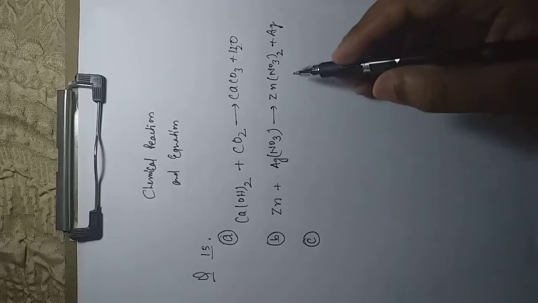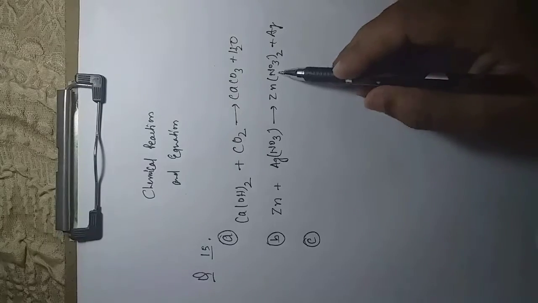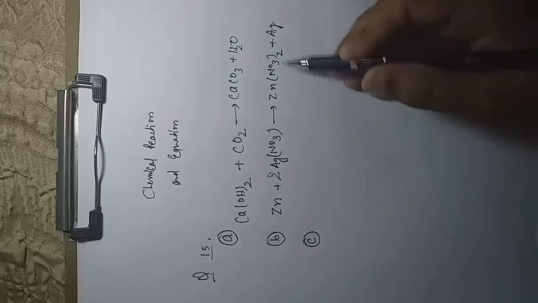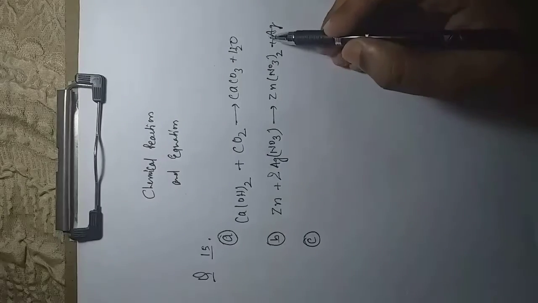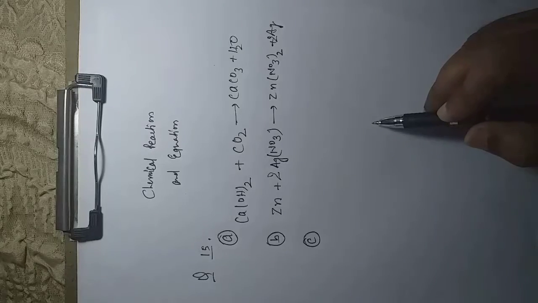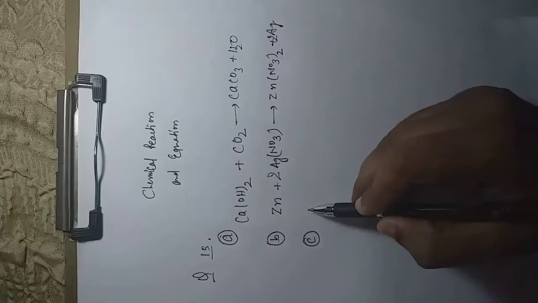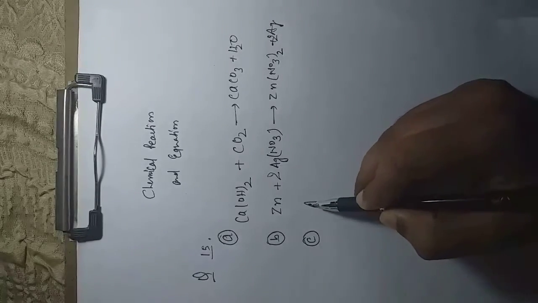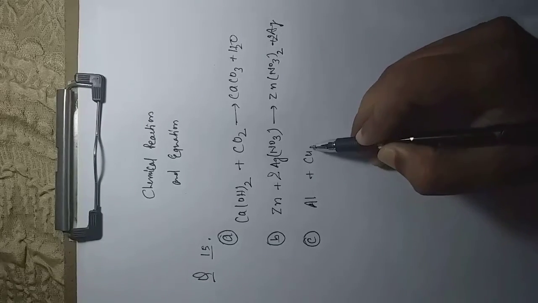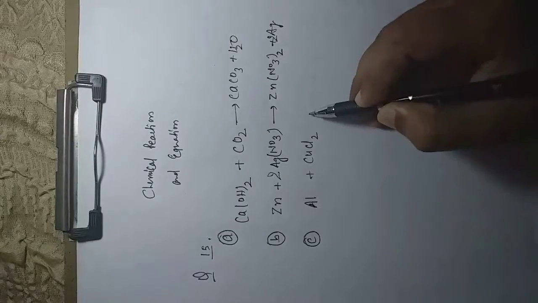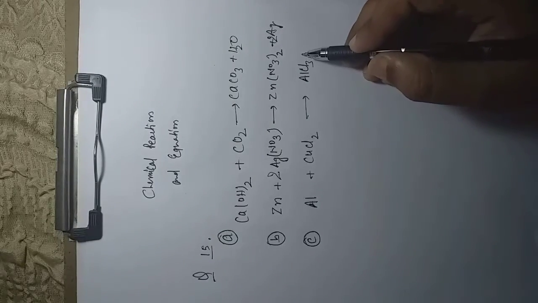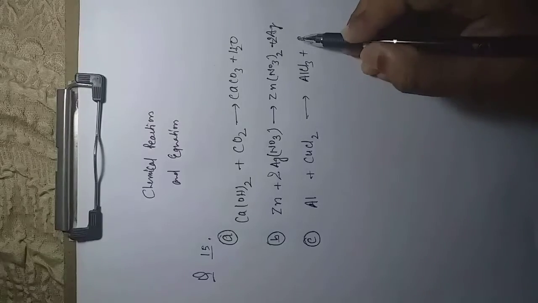Here balancing is required somewhere. You will find there are 2 NO3, so you can write a factor of 2, and 2 silver on the left hand side. So it must be managed by multiplying the factor with silver. Next is aluminium reacts with copper chloride, CuCl2, it forms AlCl3, aluminum trichloride or aluminum chloride, plus copper, right?